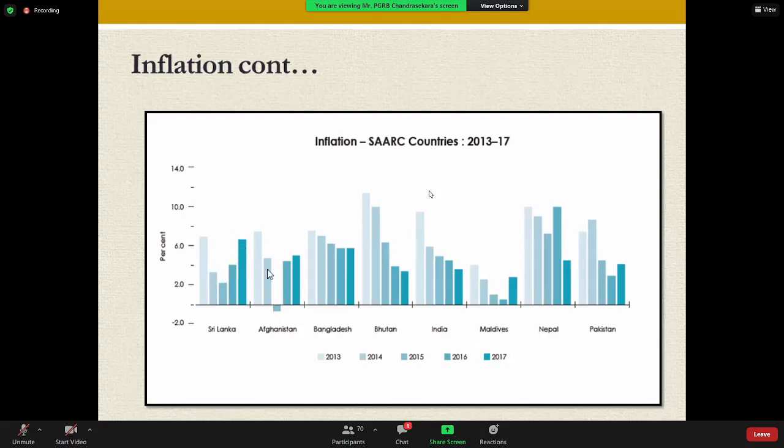See in Afghanistan they had a -1 in 2015, right? See in Maldives it is really low. Inflation is really low. See in 2016 almost 0.5%, right? So this kind of information is there for your reference, right?